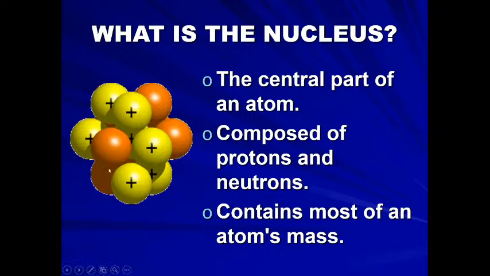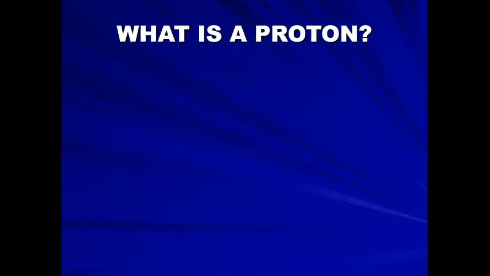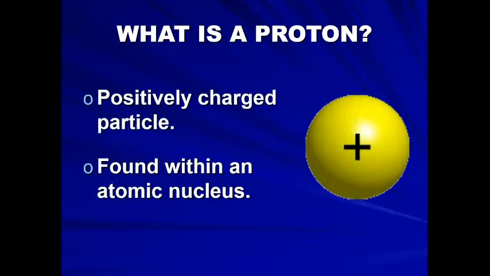You can see the positively charged yellow particles are protons, and the orange particles are neutrons, and you can't see any charge on them. They don't have any charges. Understood? Then what is a proton? A proton is a positively charged particle found within an atomic nucleus. It never participates in chemical combination. Only electrons are jumping from one element to another.